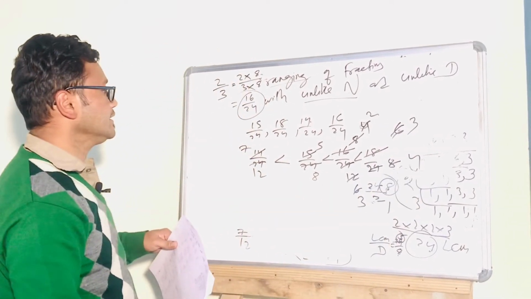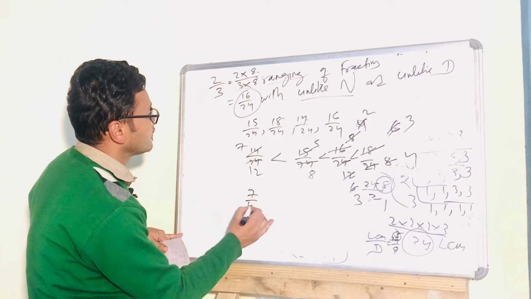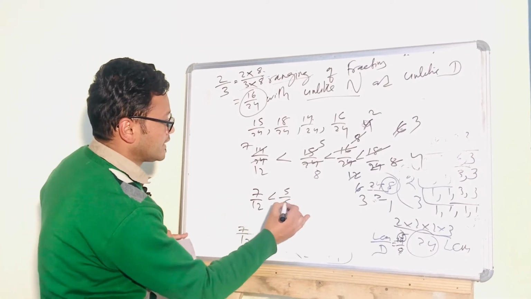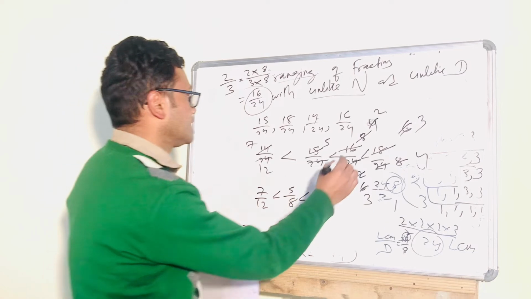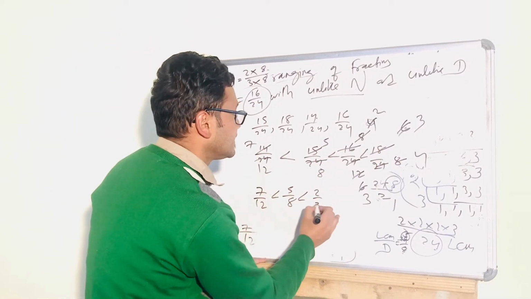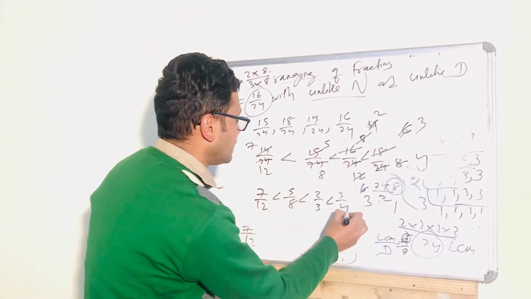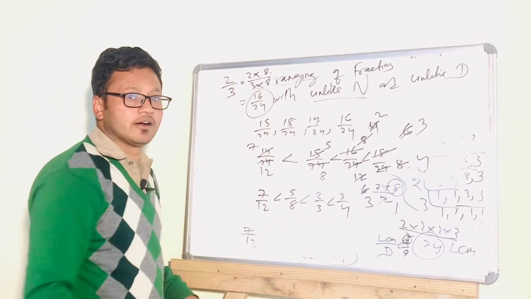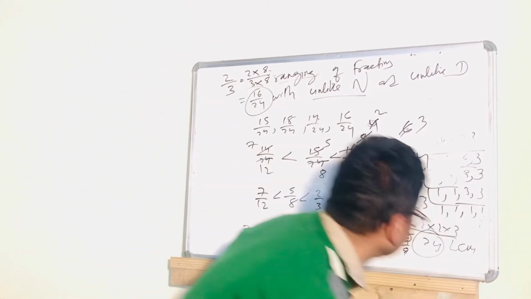We can also write it like this: 7/12, then 5/8, then 2/3, then lastly 3/4. This is in ascending order. Okay, now after this.